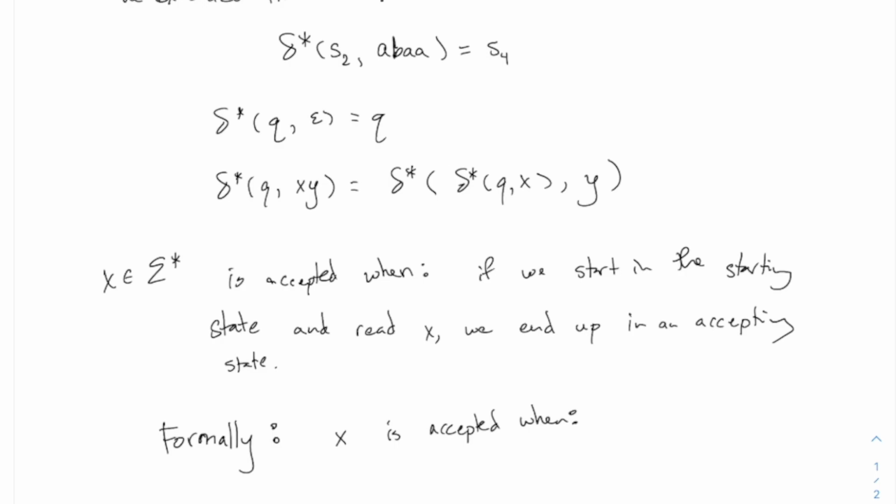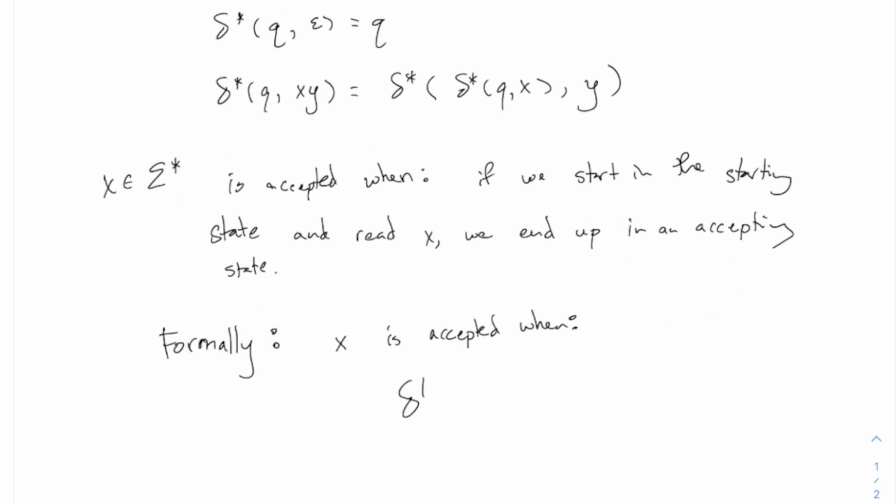What do you think? We could do something like delta star and then the Q0. Yeah, that's the starting state. The F. Okay, yeah, great. So this means if I start in the starting state and I do X, then what? Equals F. Okay, this is almost right, although not exactly.